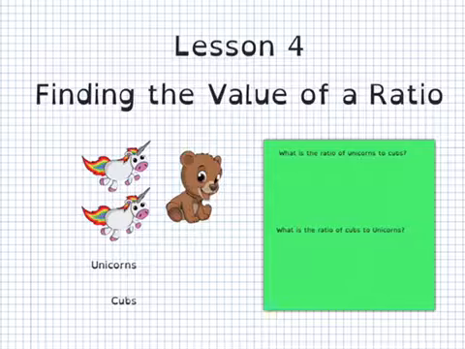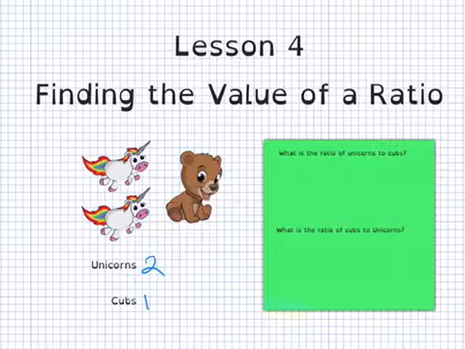So the number of unicorns I have is going to be 2, and the number of cubs I have is 1. So what is the ratio of unicorns to cubs? So the ratio of unicorns to cubs is going to be 2 to 1. My next question is, what is the ratio of cubs to unicorns? Well, that's just going to be the opposite, because now we're doing cubs first. Cubs to unicorns, not uniforms.